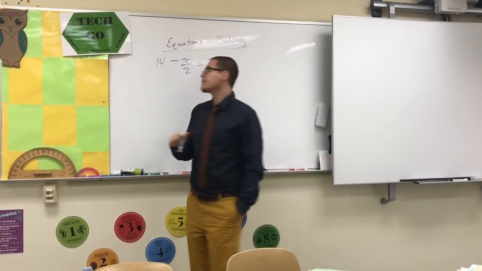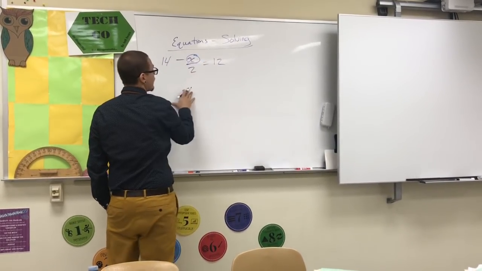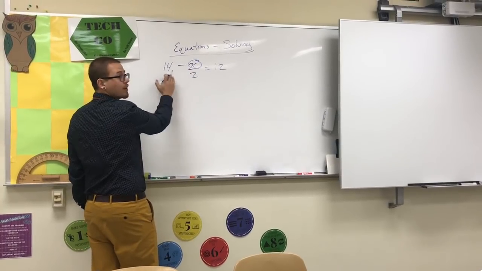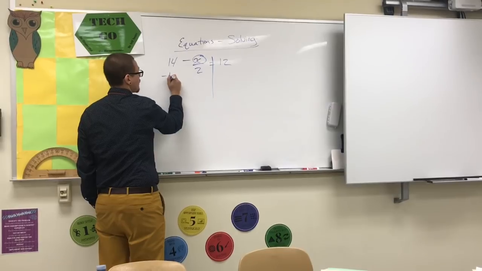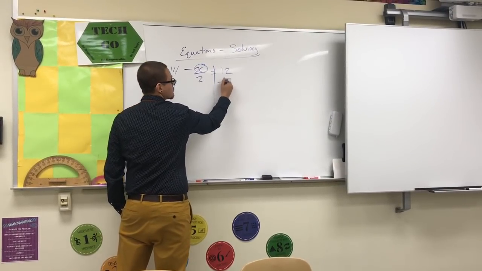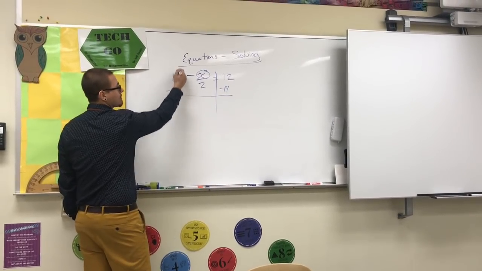All right, guys, so another two-step equation: 14 minus x divided by 2 equals 12. Always read the math operations. To get x all by itself, to isolate it, we have to undo this division and undo this addition. To undo the addition, we're going to subtract 14 on both sides, using the subtraction property of equality. This cancels to a 0.